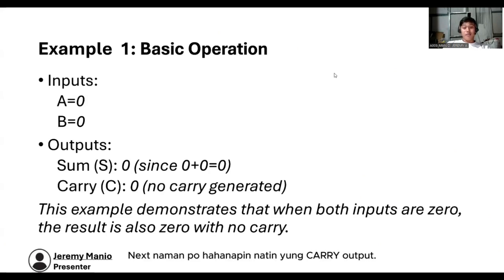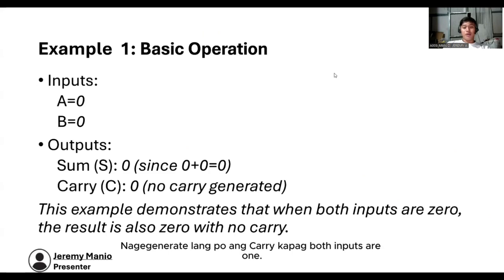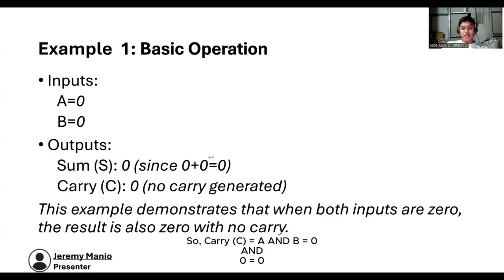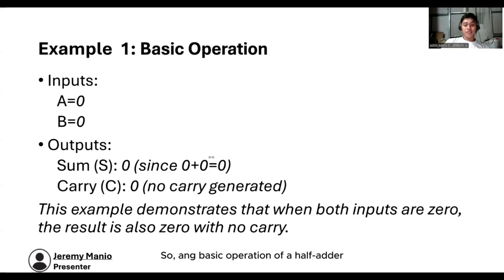Next naman po, hanapin natin yung carry output. Nag-generate lang po ang carry kapag both inputs are 1. So, carry C equals A and B equals 0 and 0 is equals to 0. Since wala pong input na 1, ang result niya ay no carry generated. So, ang basic operation of a half-adder demonstrates a fundamental role in binary addition.